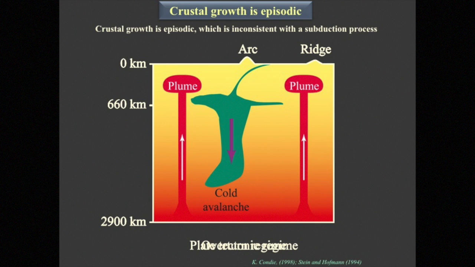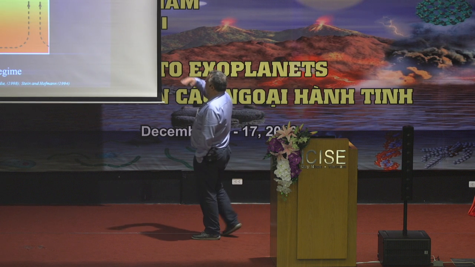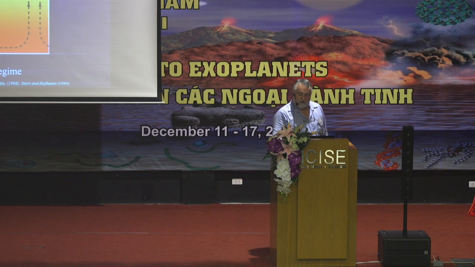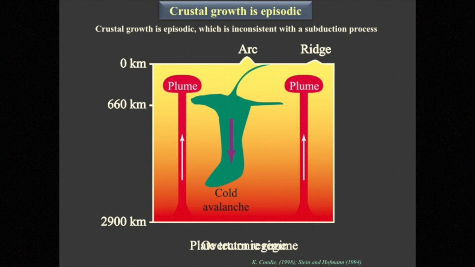One of the models proposed by Condie and Stern-Hoffmann several years ago, in order to account for this, is a model of cold avalanche. They consider a place where a cold oceanic crust, in green here, is being subducted, and the cold material accumulates at the 600 kilometer boundary, at this interface. It accumulates more and more, and finally, after some time of several hundred million years, this accumulation breaks the interface and sinks into the lower mantle. So this is what they call a cold avalanche.